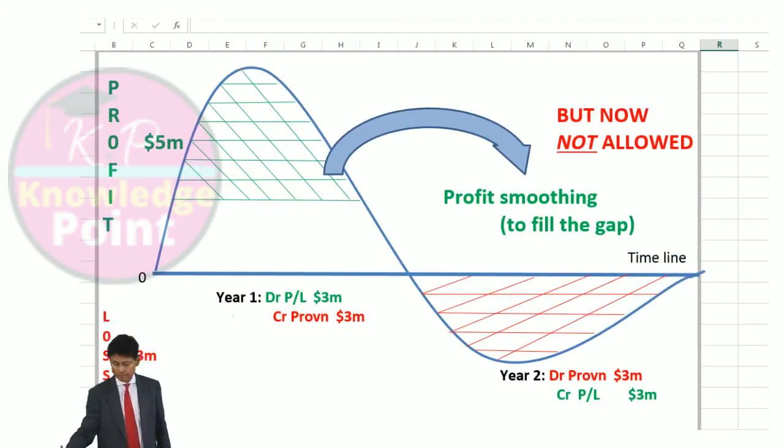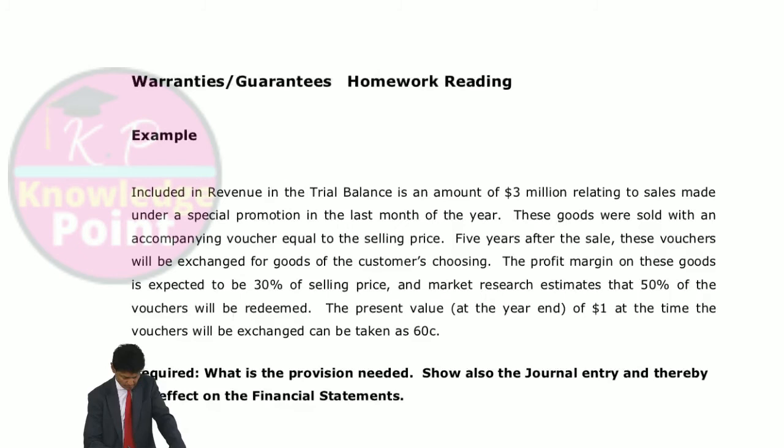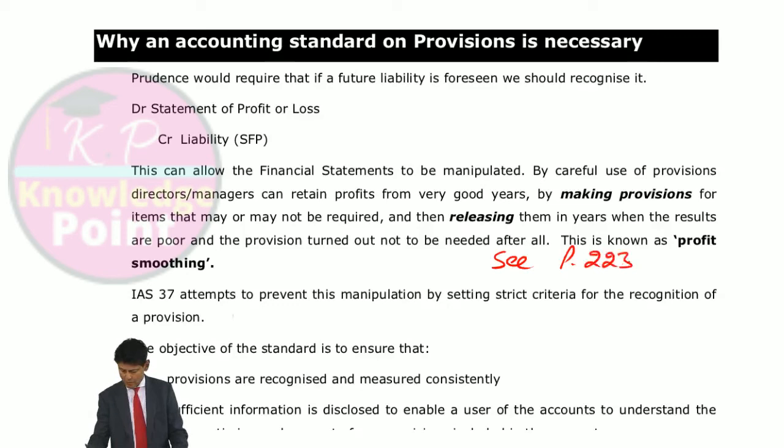In case you're asked to explain, and sometimes you get a chance to do some writing in your interpretation questions or indeed published accounts questions. But it's mainly the idea that I wanted to get across to you. All right, point made. Let's move back to our class notes. So why is an accounting standard on provisions necessary? So can I just say, page 223, a little diagram.